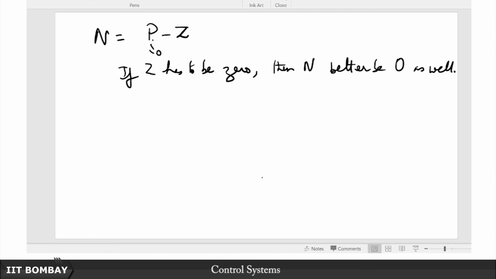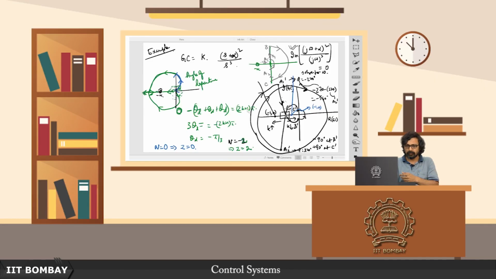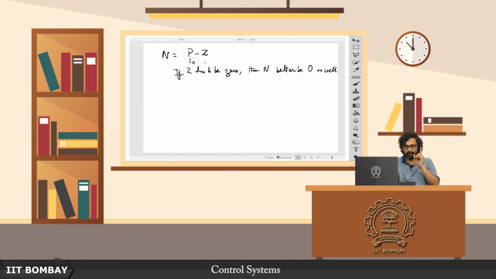Or in other words, if you have a situation like this for instance, then I want as many clockwise encirclements as the number of counterclockwise encirclements. So in that case the net number of encirclements is still 0. If the encirclement is inevitable, then at least let it encircle in such a way that the net number of encirclements is still 0. So this is true only if P is equal to 0, that is your open loop system is itself stable to start with.